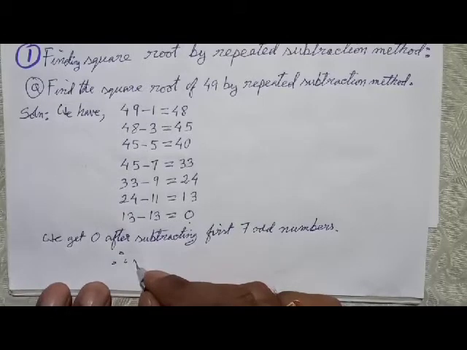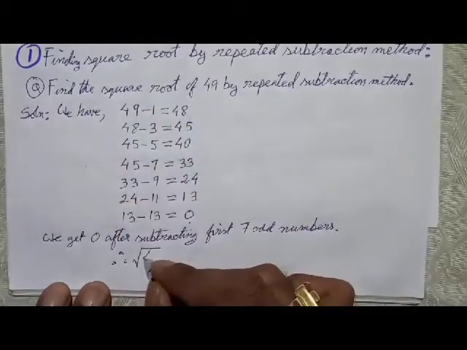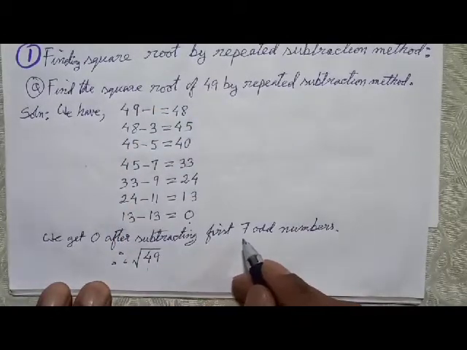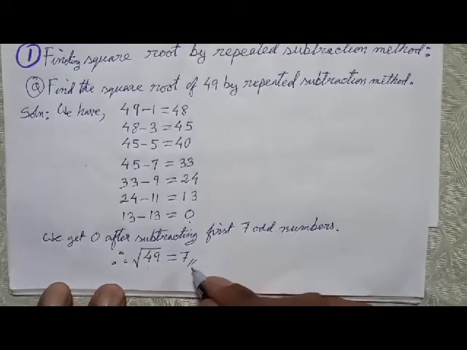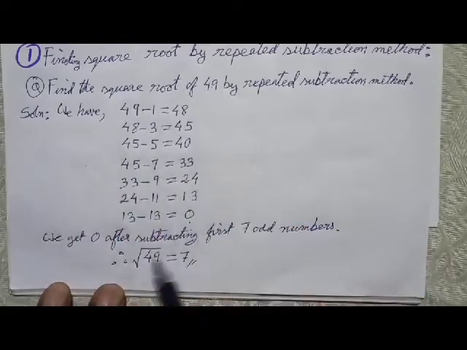Therefore, this is a symbol of square root. Square root of 49 is number of times of subtraction, that is 7. So here it is over. I hope you can understand this.